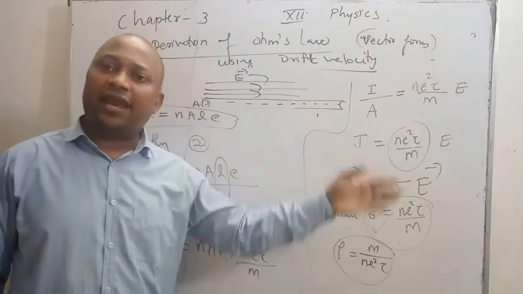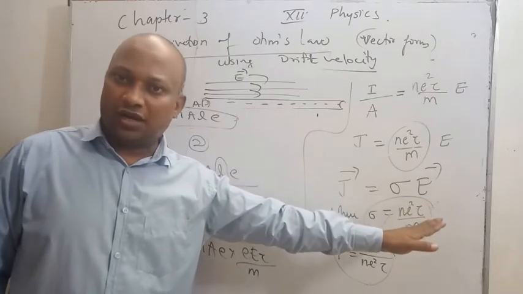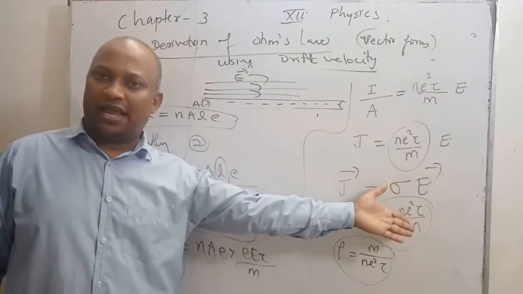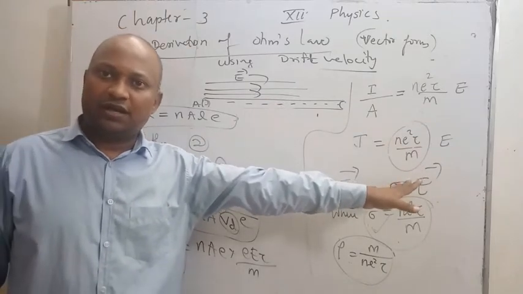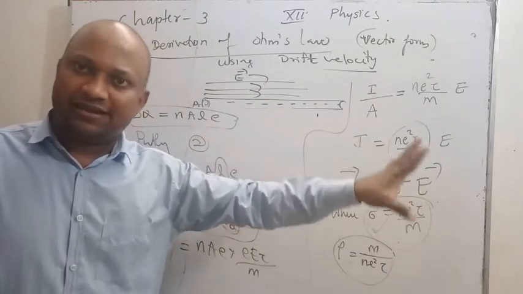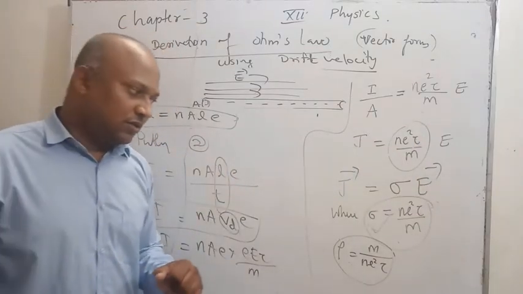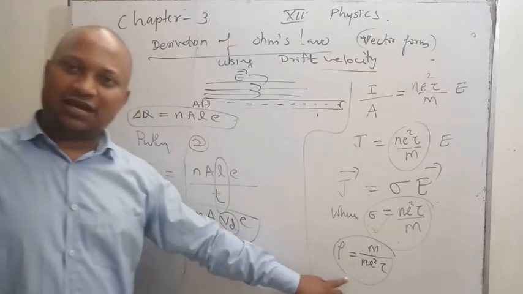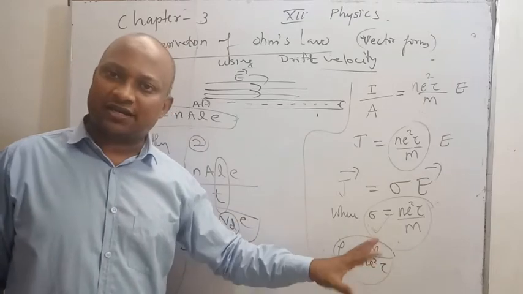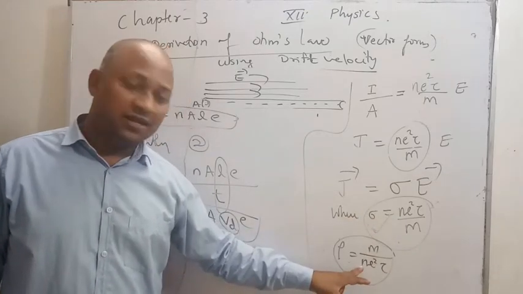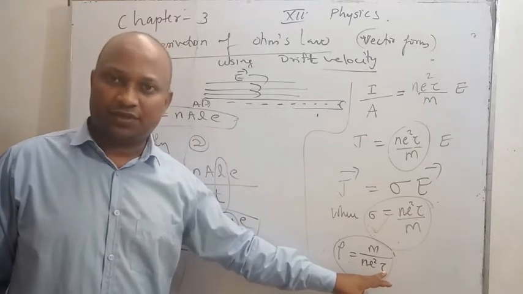And by solving this again, converting J into I upon A and E into V upon L, you can go for the scalar form of Ohm's law too. But the main derivation is the vector form of Ohm's law. So here you get the qualities of resistivity, and the resistivity of a conductor depends mainly on the number of free electrons available and the relaxation time.